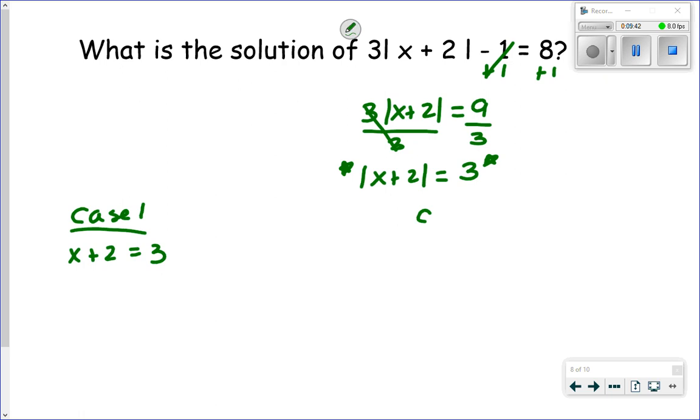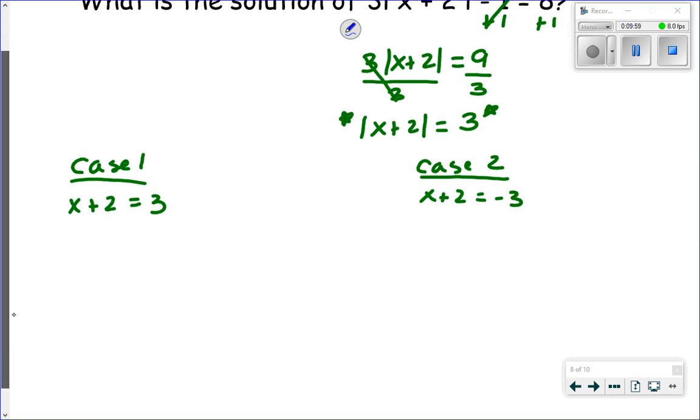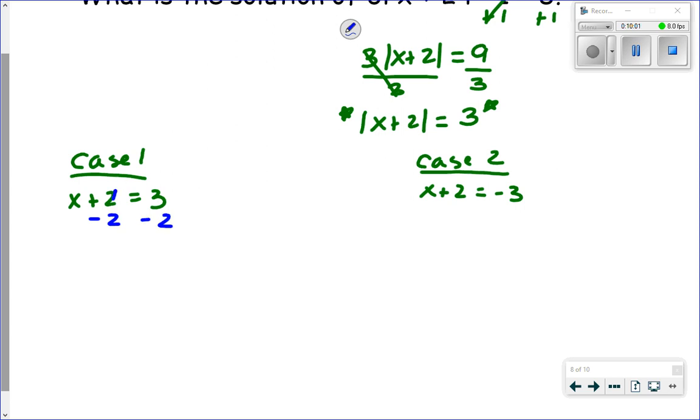Case 2 is x plus 2. Don't change anything on the left-hand side, and I need to change the sign of the 3, so it needs to become negative 3. Okay, now I've got my two cases set up, I need to actually solve. So the first one, I'm going to subtract 2 from both sides. 3 minus 2 is 1. For case 2, I'm going to subtract 2 from both sides. Negative 3 minus 2 is negative 5.